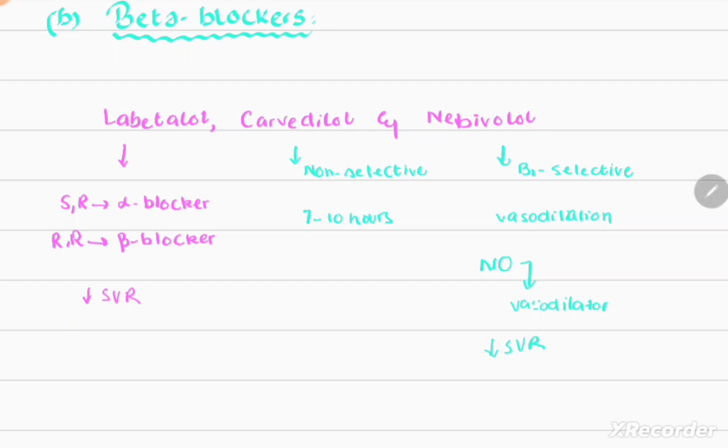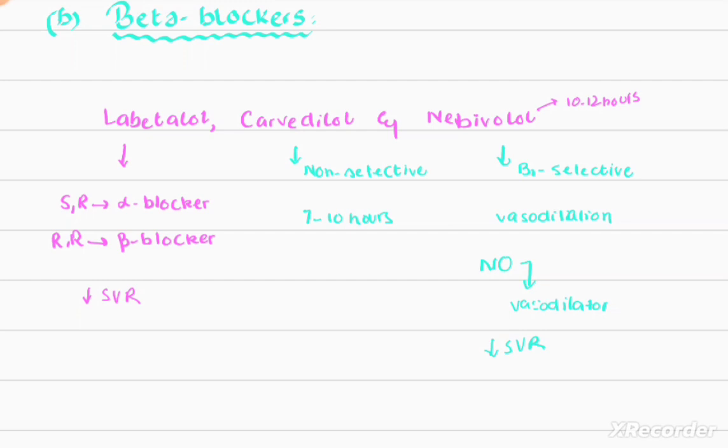The half-life of nebivolol is around 10 to 12 hours, and the drug can be given once daily. The efficacy of nebivolol is similar to that of the other antihypertensive drugs, but several studies report fewer adverse effects.